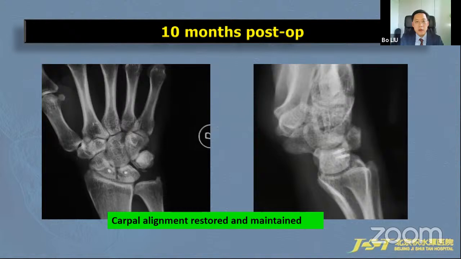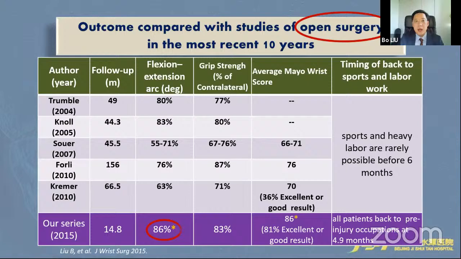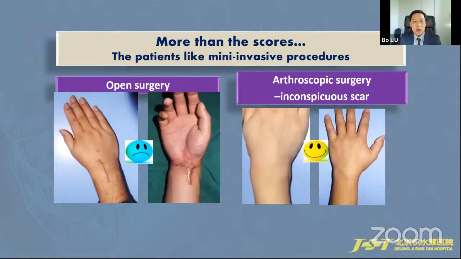When you compare with the outcomes of open surgery in the most recent 10 years, you will find the arthroscopic treatment has a little bit better range of motion, a little better scores, and a little bit quicker rehabilitation. More than the scores, the patient likes the minimally invasive procedures. Sometimes they don't like the ugly looking scars, they like inconspicuous wounds.